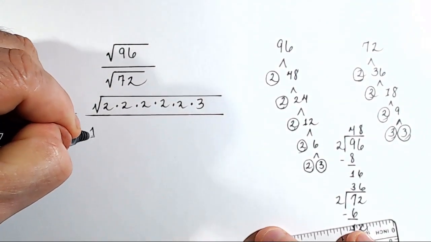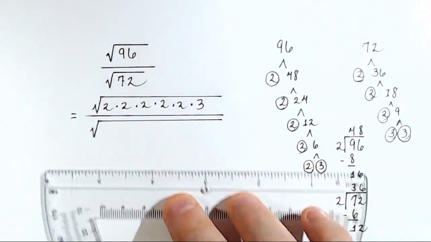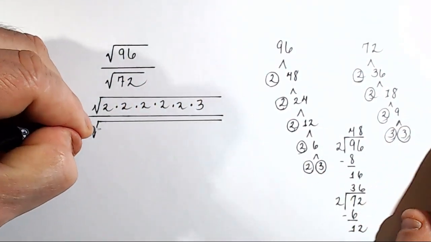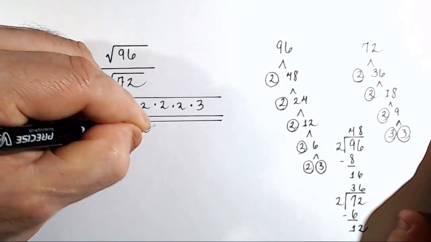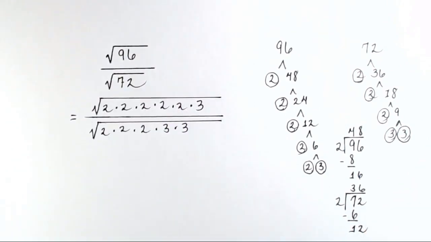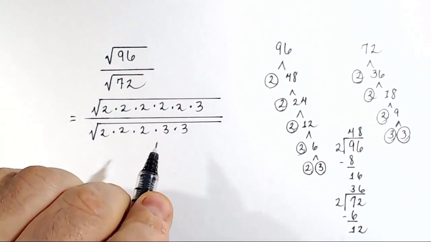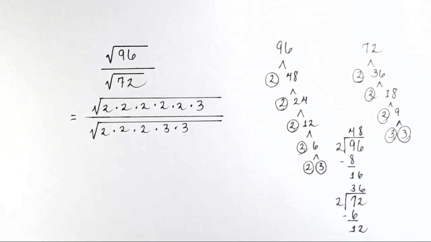And so now on the bottom, the denominator, we replace square root of 72 with the square root of 2 times 2 times 2 times 3 times 3. 2 times 2 times 2 times 3 times 3 is 72. Okay, very, very good. Well, now it's time to do a little grouping, right?